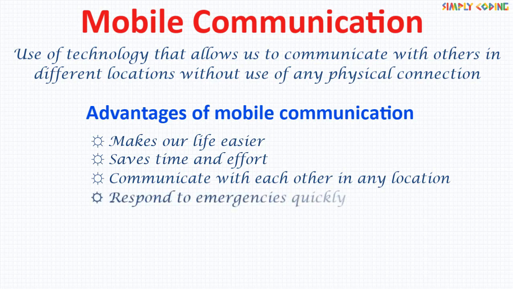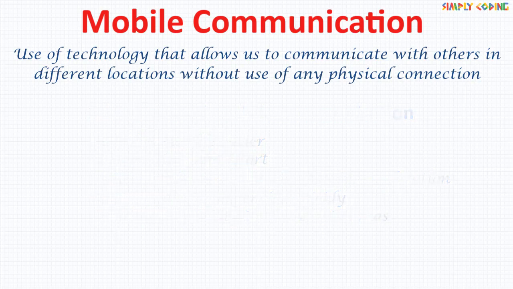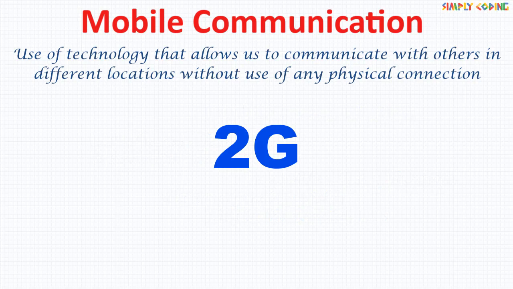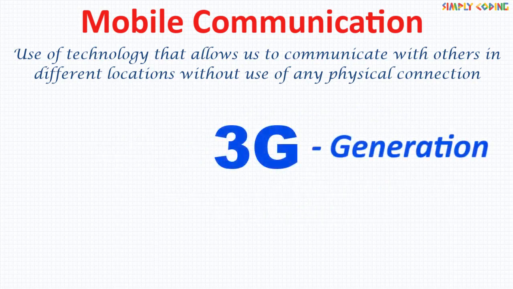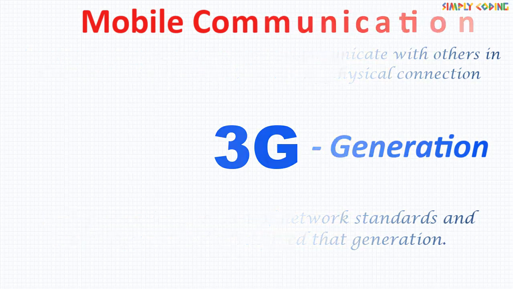People can respond to emergencies relatively quickly. Wireless technology offers us easy accessibility to the remotest of areas. When we talk of 1G, 2G, 3G, G stands for generation, and each generation has a set of network standards and technology used which defines that generation. Let's look at each generation one by one.